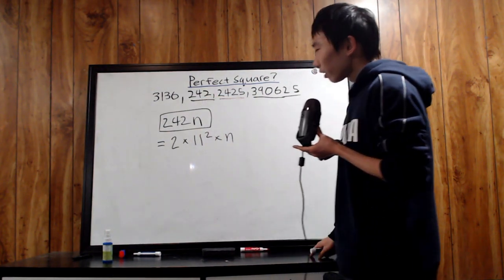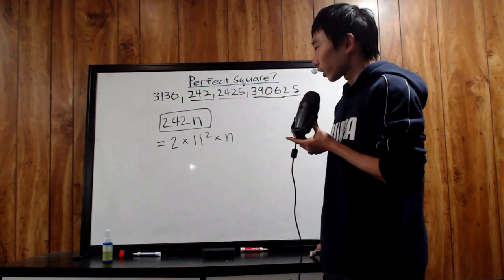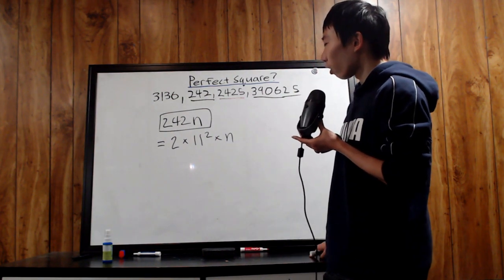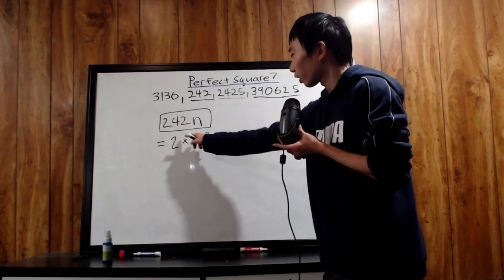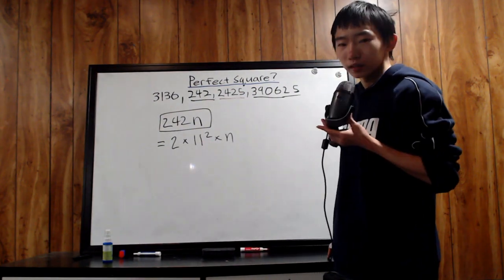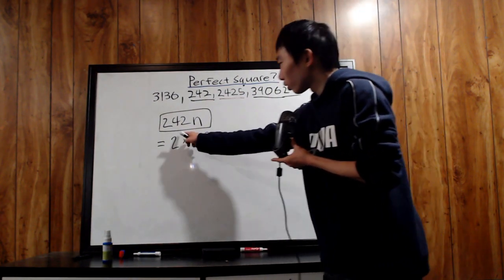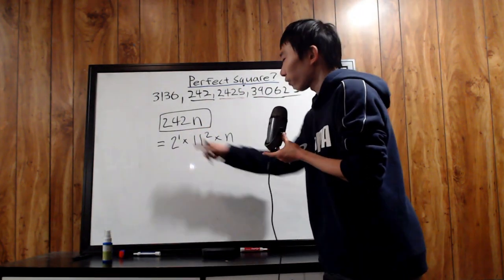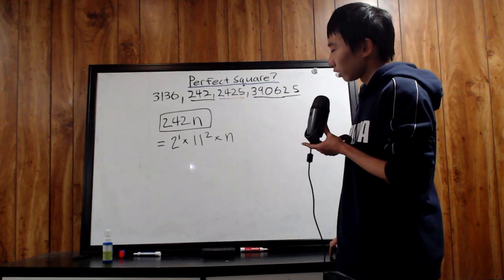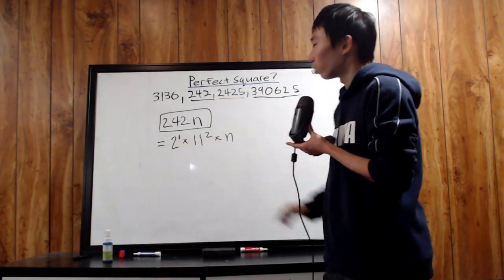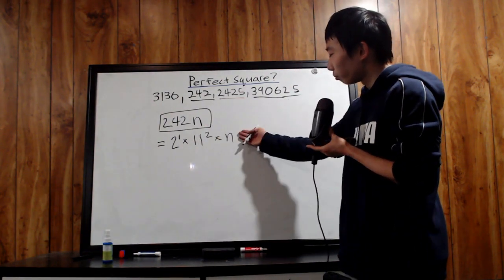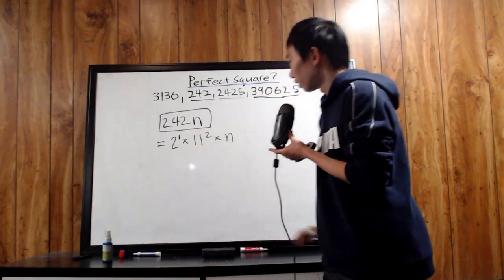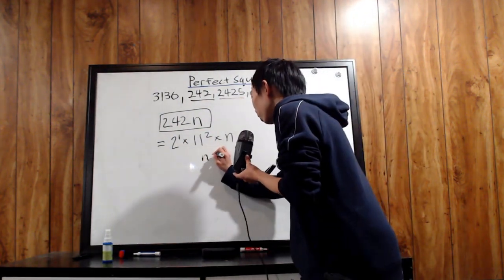Anyways, remember, if a number is a perfect square, then all the exponents on the prime factors would be even. And since this 2 only has exponent 1, we need it to have an even exponent. Now the next greatest one would just be 2. So what can n be so that this would be 2? Well, then we can have n is equal to 2.